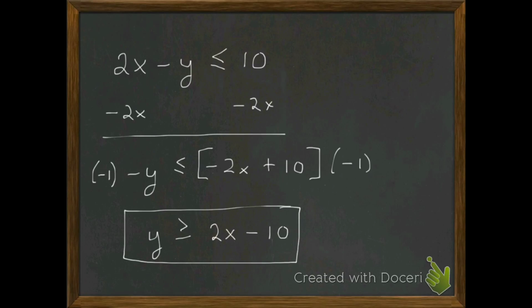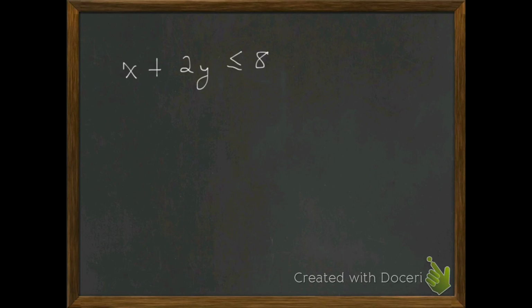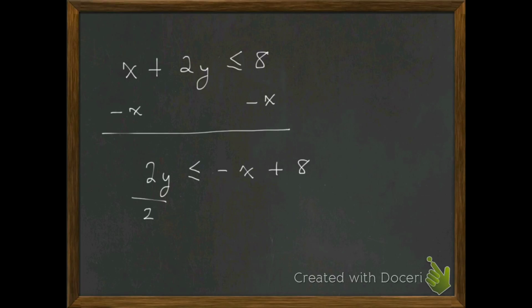Okay, now the next one that we have is x plus 2y less than or equal to 8. So I'd want to subtract x from both sides. So this is going to give me 2y less than or equal to negative x plus 8. Need to divide every term by 2, which is ultimately going to give me y less than or equal.